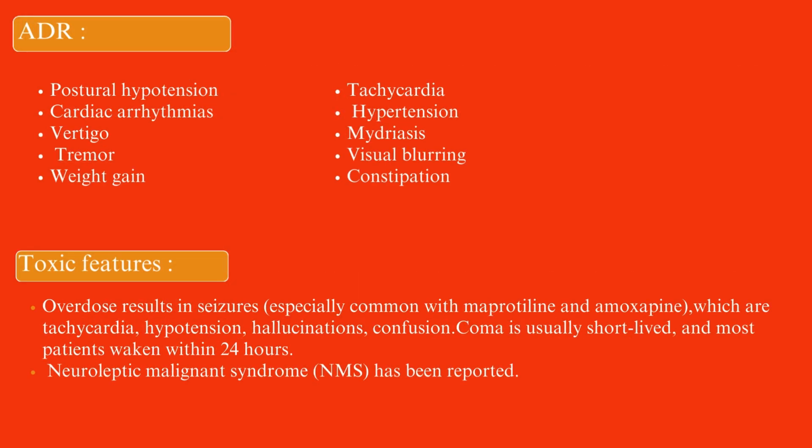Adverse drug reactions usually include postural hypotension, cardiac arrhythmias, vertigo, tremor, weight gain, tachycardia, hypertension, mydriasis, visual blurring, and constipation. Overdosing of cyclic antidepressants usually results in seizure-like symptoms. Other symptoms include tachycardia, hypotension, hallucination, confusion, and sometimes coma. Coma is usually short-lived and the patient usually wakes within 24 hours.